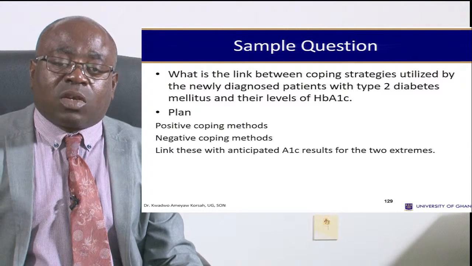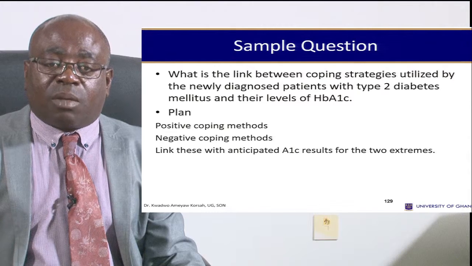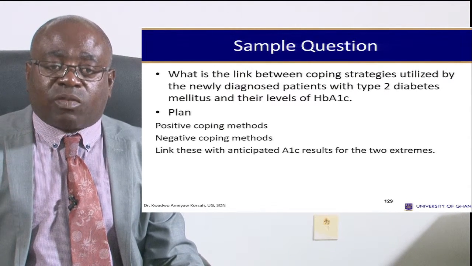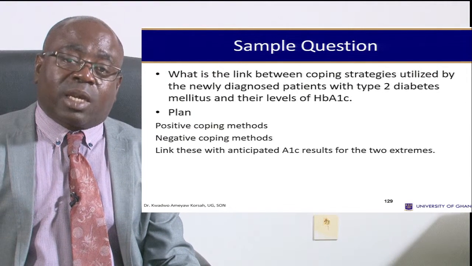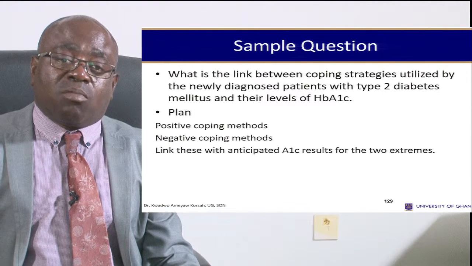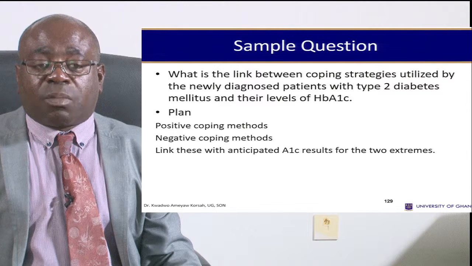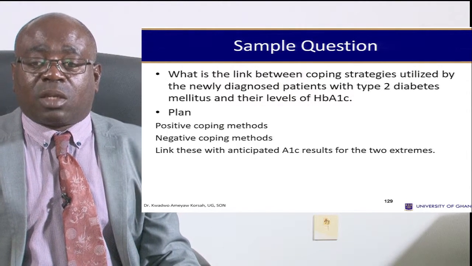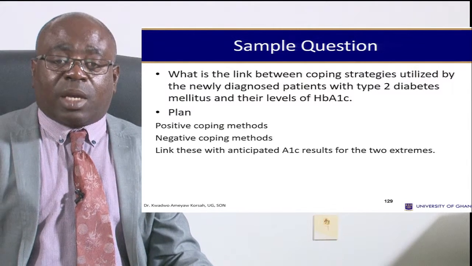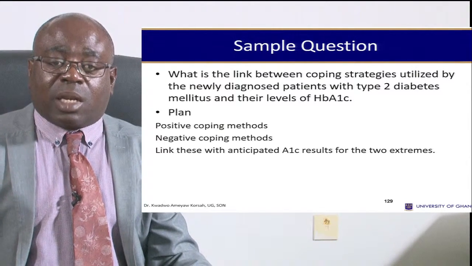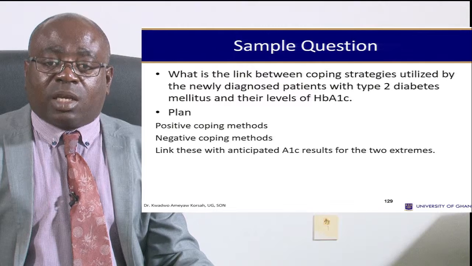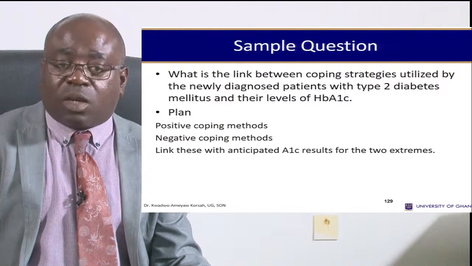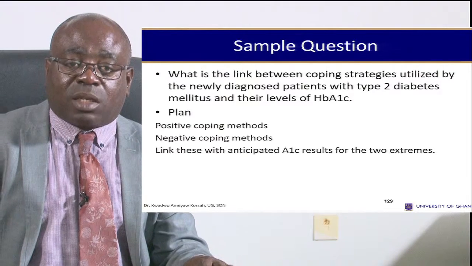On the other hand, somebody with negative coping methods, who is always found at the shrine, who is always found probably at other places, who does not take medication, and then that person has his own concept about the disease, associating the condition with witches and other factors, is likely to have very bad HbA1c results. And so this is how we have to look at it.